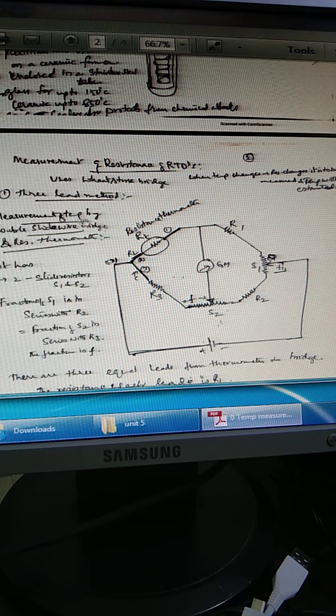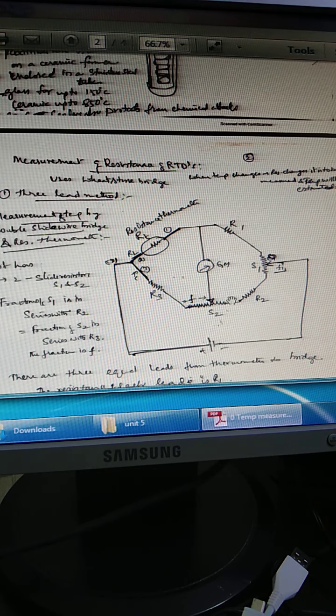In this 3-lead method, the RTD, the platinum resistance thermometer element, is connected in one arm of the Wheatstone bridge. It will have 3 leads. This is lead 1, and this is lead 2 connected to the source. This is lead 3 connected to R3. Each lead will have a resistance of RL ohms. These are resistive leads. 3 leads are there for the RTD.